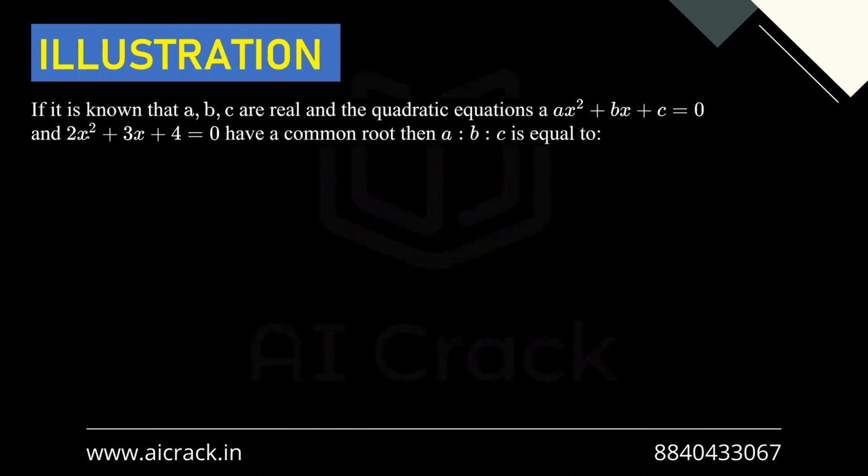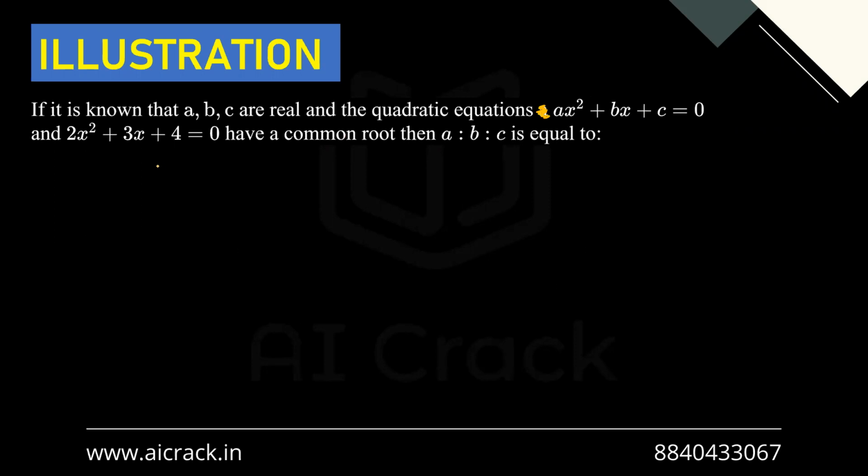Now let's look at one more question. If it is known that a, b, c are real and the quadratic equations ax square plus bx plus c equals 0 and 2x square plus 3x plus 4 equals 0 have a common root, then a is to b is to c equals. Now it is given that they have one single common root, and based on the conditions which we have, we cannot really find out three variables because we will have just one single condition. So we cannot really find the ratio for them, so there must have been some hidden information in this particular question.